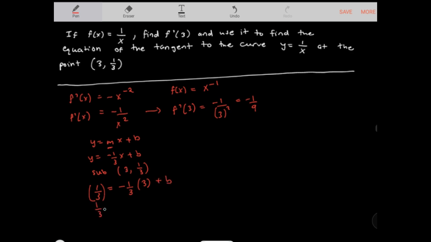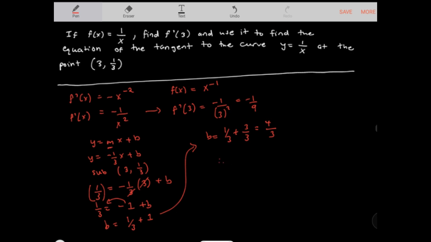You get 1/3 is equal to negative 1/9 times 3, so you should get negative 1/3 plus b. I'm going to move the negative 1/3 to the other side. b is equal to 1/3 plus 1/3. You get 2/3.